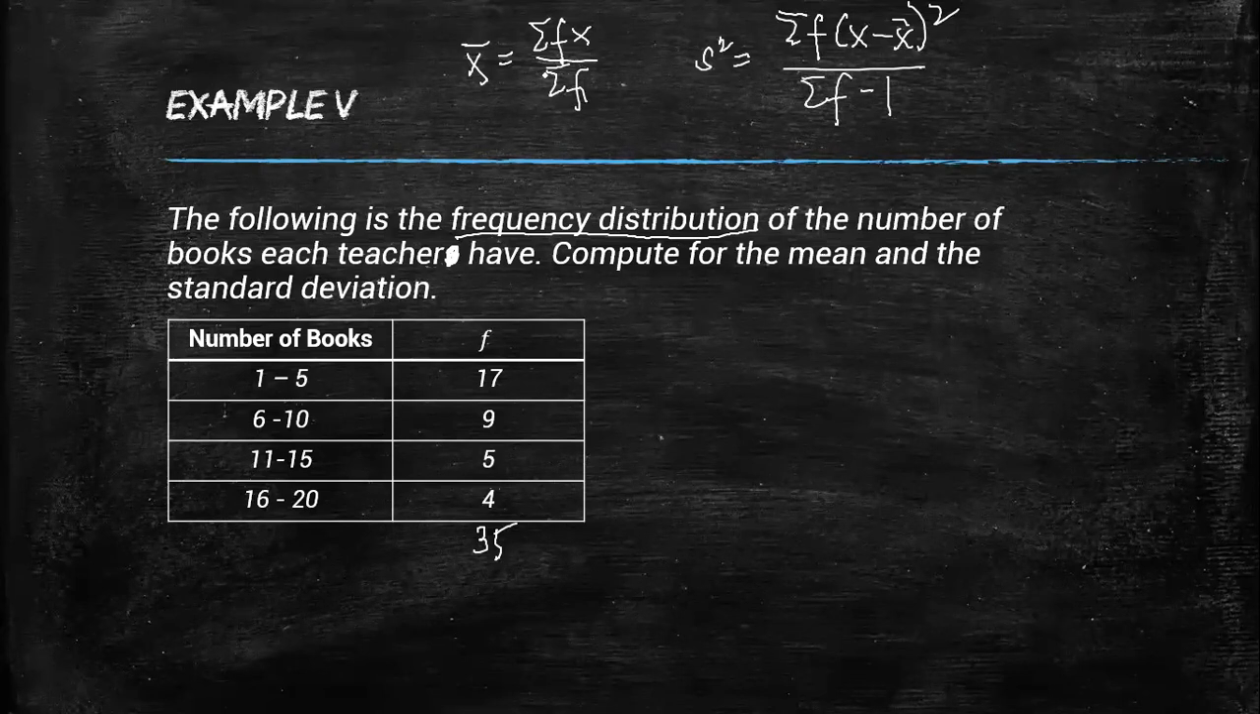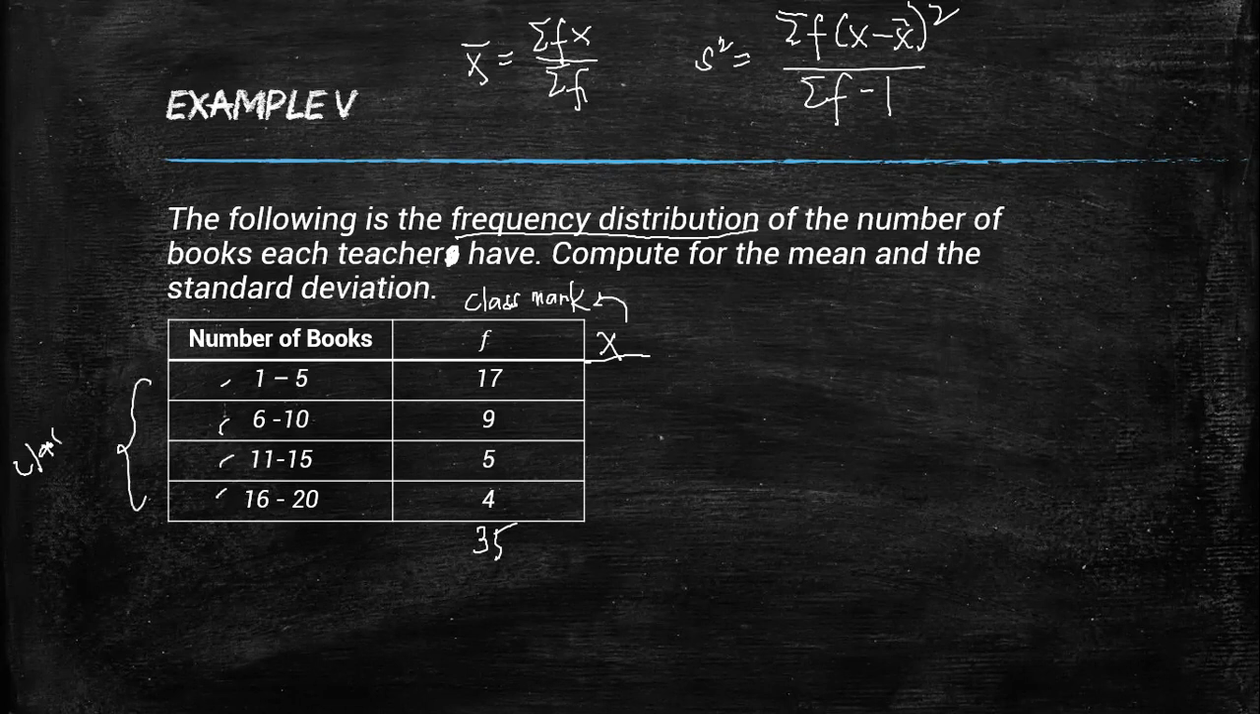X bar is equal to the summation of fx. So, kailangan natin makuha yung fx. Okay? Tapos ipag-add natin. Ngayon, wala tayong x. So, maglalagay tayo ng x. Ngayon, class, paano natin kukunin yung x? Yung x, class, pag group data, ito na yung tinatawag nating class mark. Okay? Itong mga scores kasi, itong mga range na to, ang tinatawag nating class interval. Okay? Class interval varies.